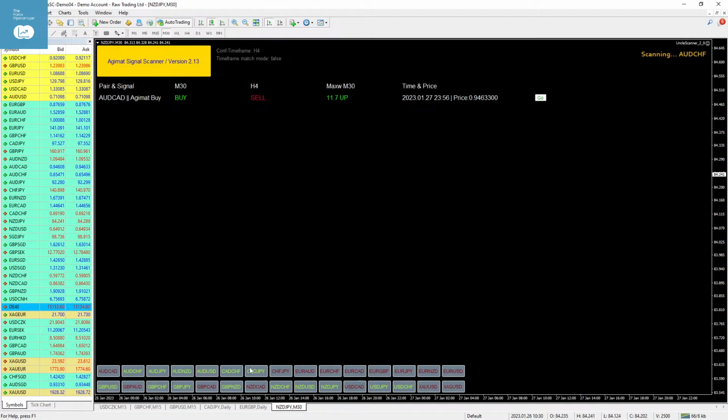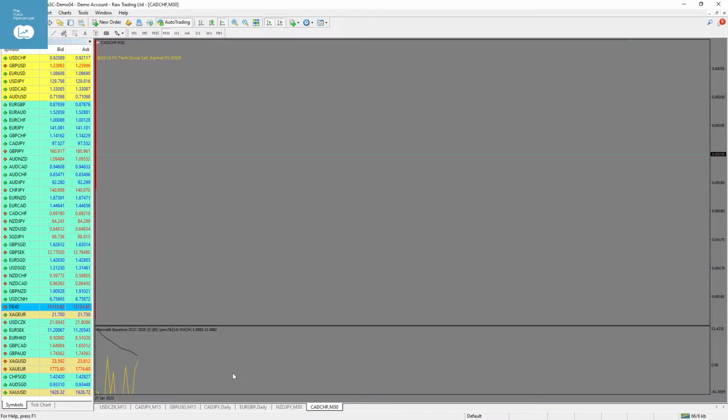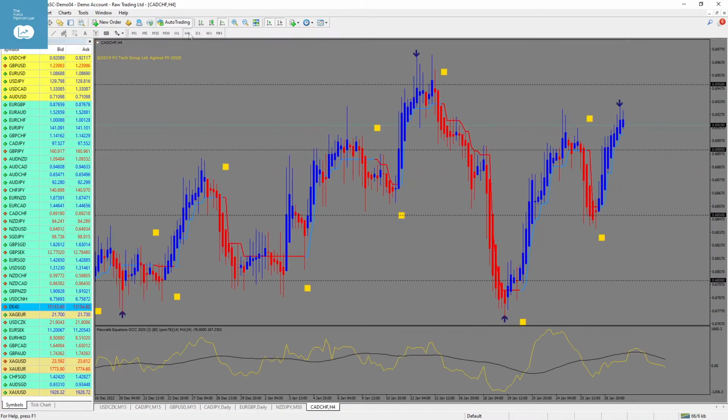And then let's see what is going on here on the CAD pairs, the CAD Swissy, for example. You can see it here, the buy confirmation, the blue arrow and the yellow box. And from there on, it was going really up. Maybe we see again here a little retracement and then it goes higher.